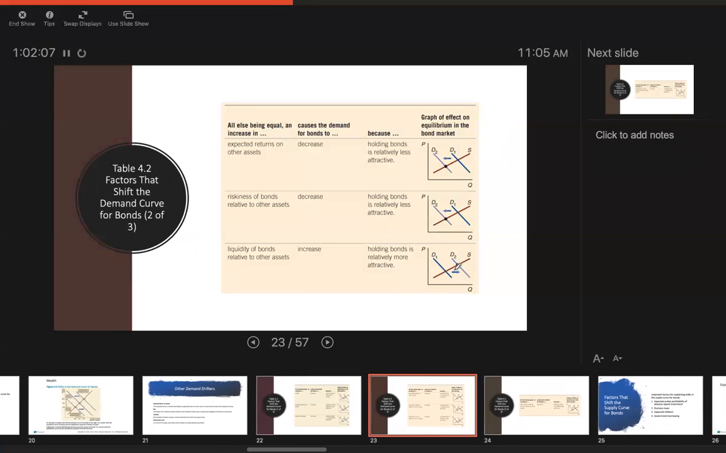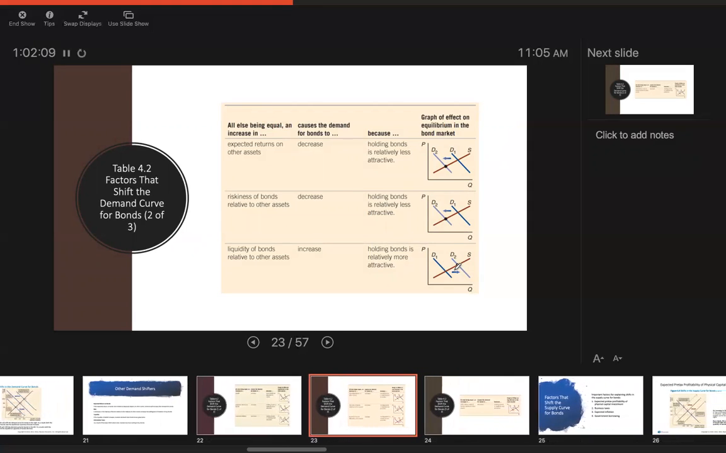Okay. Expected return on other assets, right, other than the bond that you're considering. If you're in the bond market and suppose the expected returns on equities go up, if the expected return on other assets goes up, again bonds become less attractive, so the demand for these bonds falls. So that's represented by a leftward shift in the demand curve, and then the bond price will be at a lower level, right? Because in equilibrium now the bond price will be here instead of here.